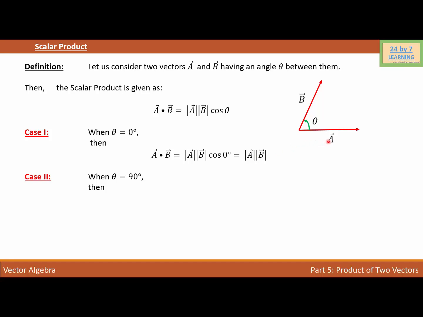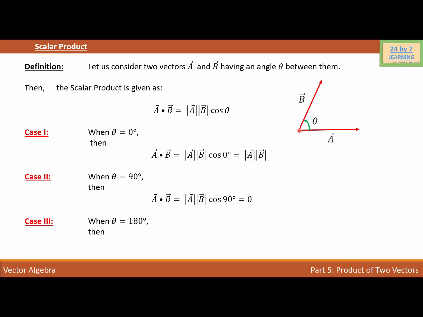Case 2, when theta is equal to 90 degrees. It simply means that vector A and vector B, these two vectors, are perpendicular. Then vector A dot vector B is equal to magnitude of vector A times magnitude of vector B times cosine 90 degrees. And we know that cosine 90 is 0. So anything times 0 is 0. So when the vectors are perpendicular, or when the angle is 90 degrees, the scalar product of two vectors is equal to 0.